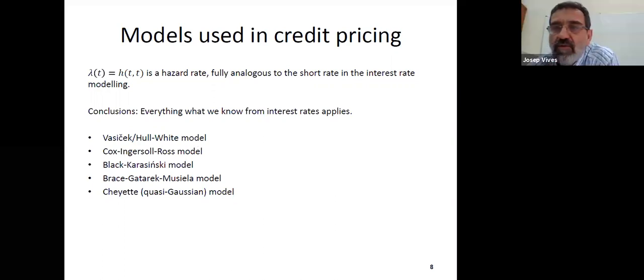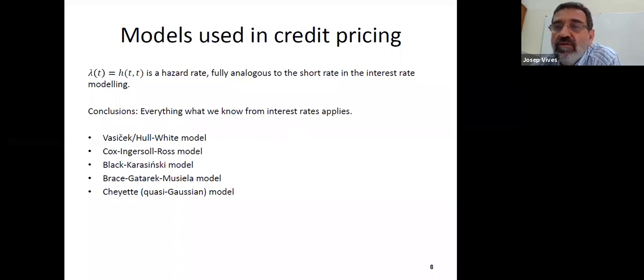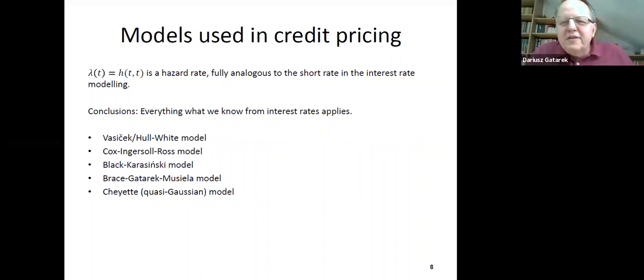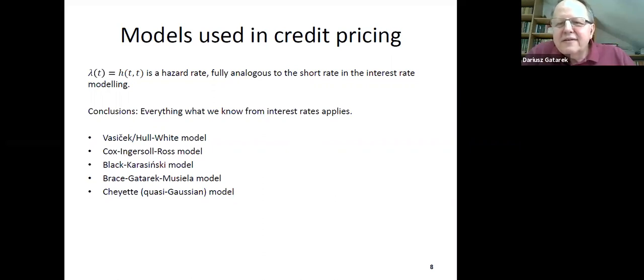There is still a question from the previous one. It says the default occurs instantly. So does hedging work? Pardon, could you repeat? The default occurs instantly. So does hedging work? Yes, I think yes.